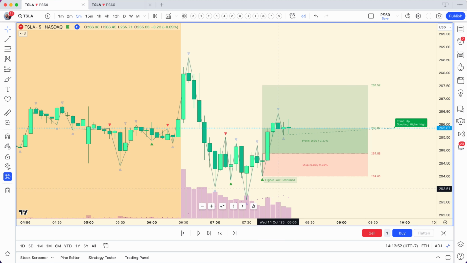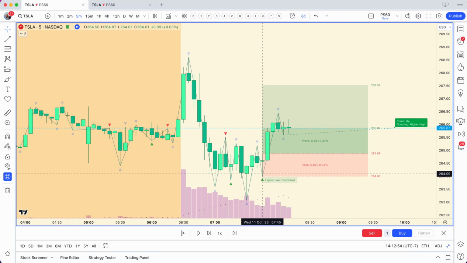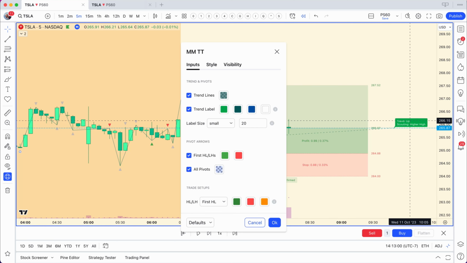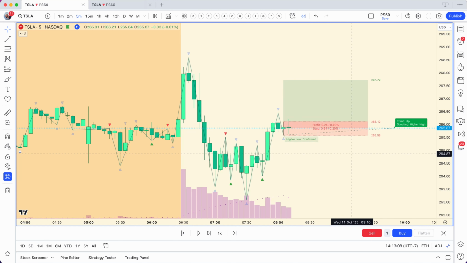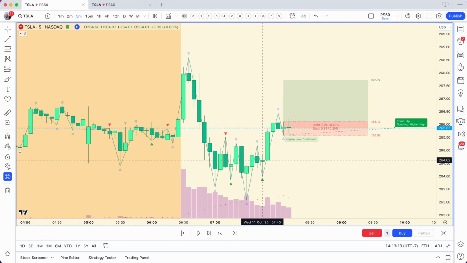So also worth noting, right now, we set a higher low, our first one, and we set a second higher low right here. So if we went into the configuration settings and we chose, instead of first higher low, most recent higher low, hit OK, boom. Now it recognized that there's a new one and it shows you where that is.